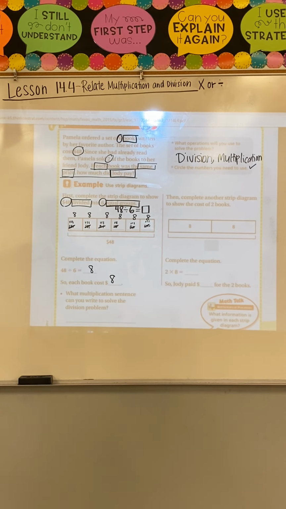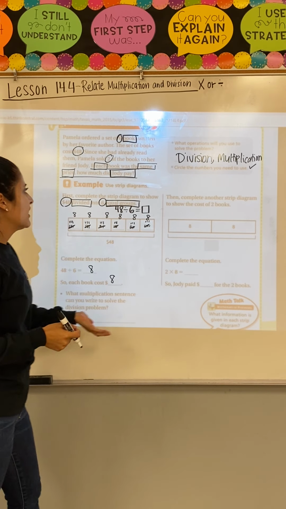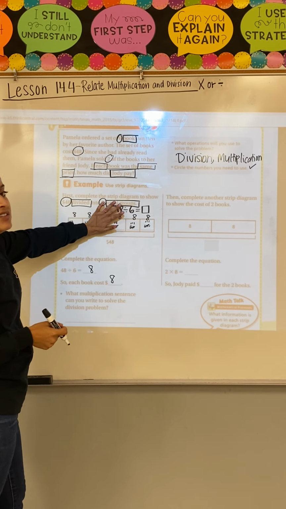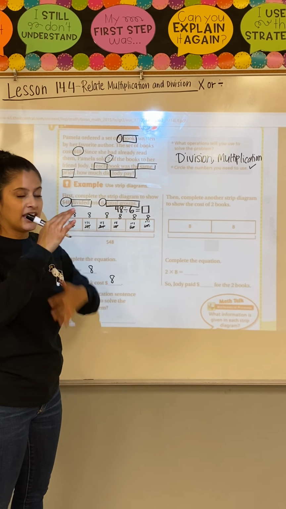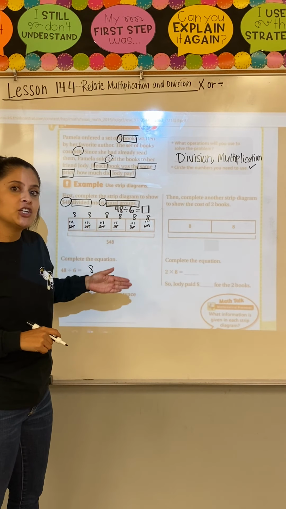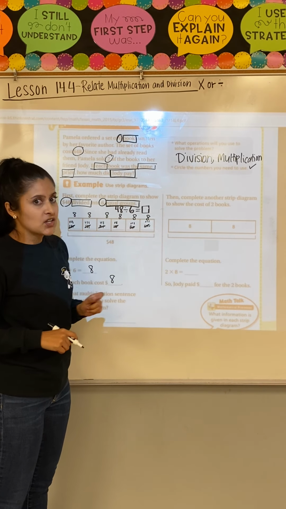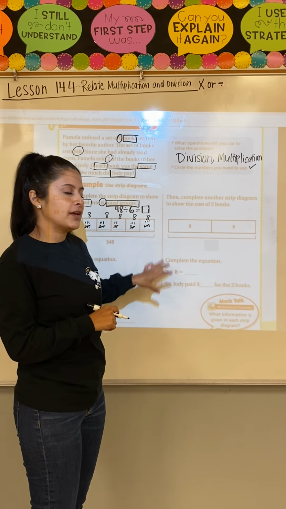Now, let's relate what we know about multiplication and division. Meaning, if I already knew that I was dividing 48 divided by 6, I could use my inverse operation. I could use multiplication to help me find this unknown number. Now, this is where we use our fact family triangle.